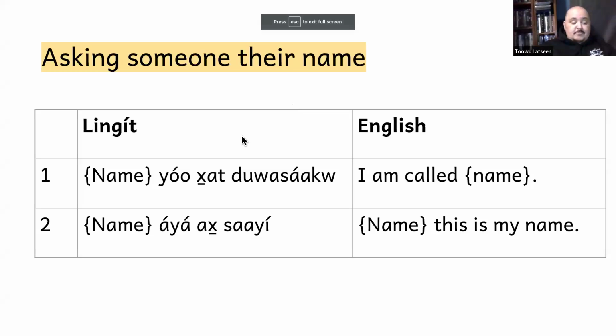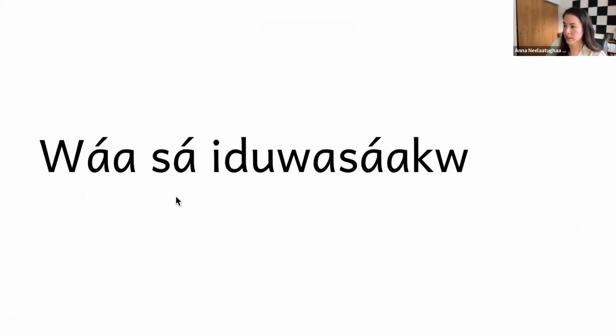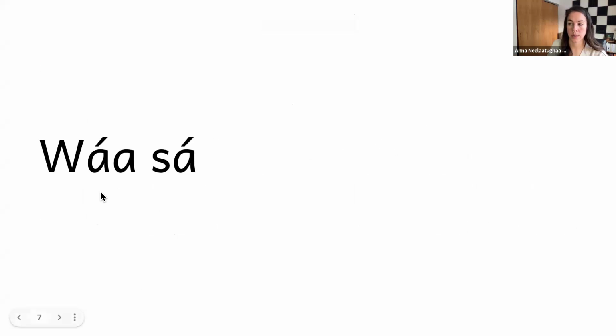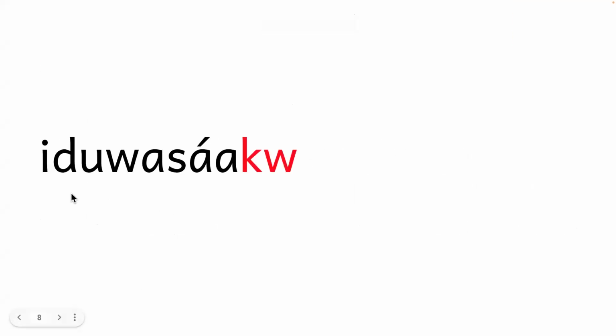Let's do another pronunciation practice and then we'll go on. So again, the whole phrase, repeat after me. Wasa itu wasak. And then just the first part. Wasa. Yeah, this is the part that means how. It means tell me how. Yeah, one more time. Wasa. Wasa.